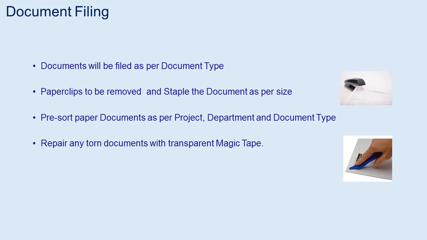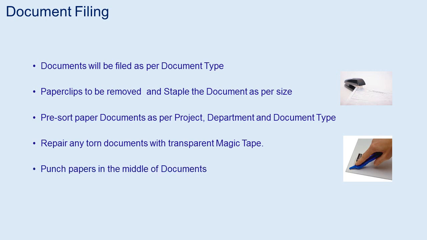Repair any torn documents with transparent magic tape. If you find any documents which are torn, try to repair them by using magic tape, which will save the documents for long time use. If you don't do this, the document might get damaged and useless.